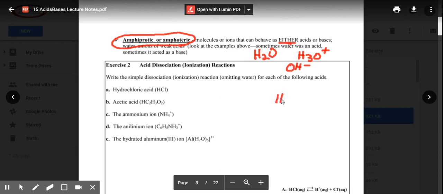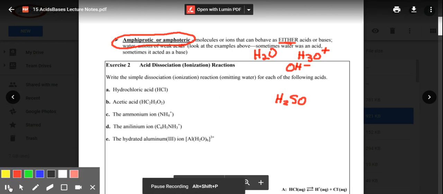Let's see, we have H2... H3... I was going to give another example there. Pause one moment. Sorry, my brain wasn't wanting to work.